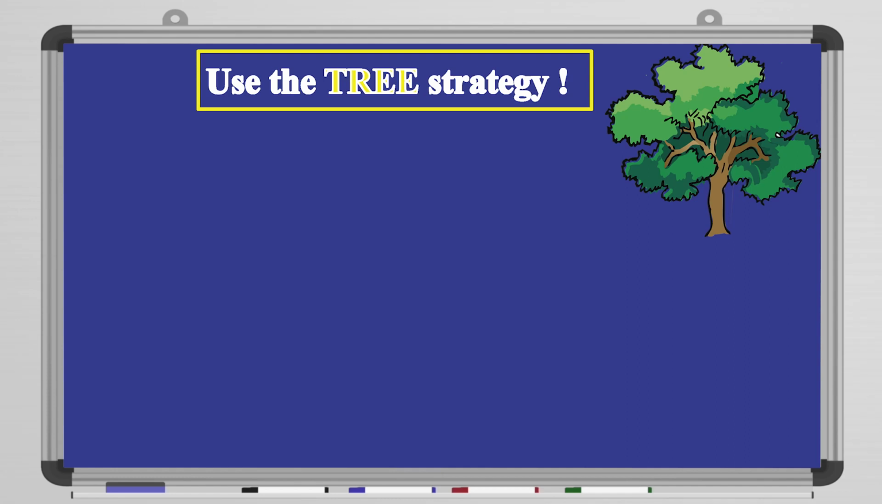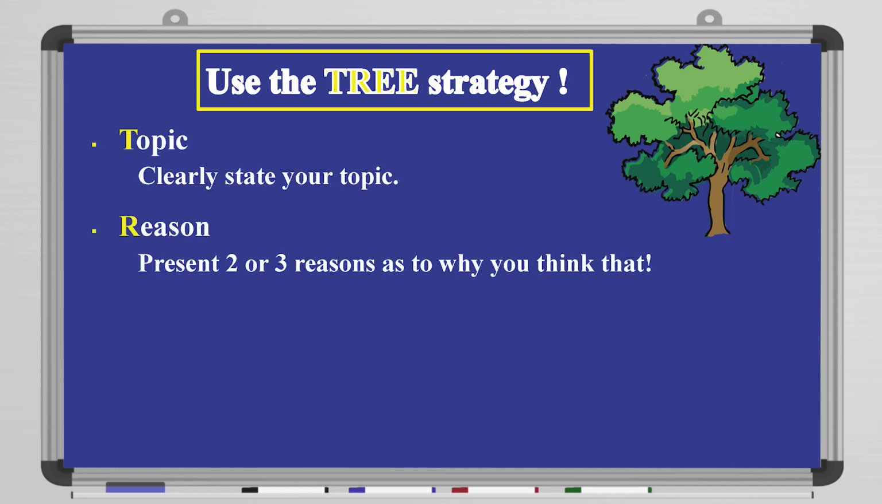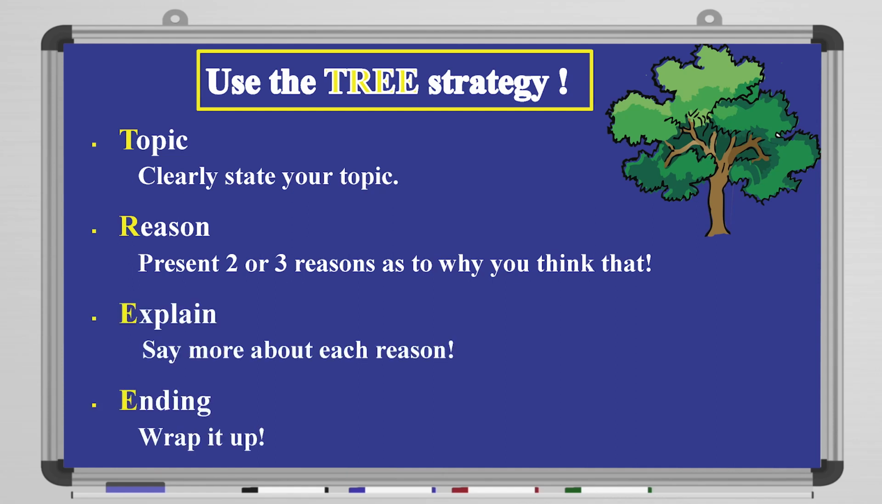How do I do that? There is a good strategy called the tree strategy, and it's not really a tree. Let's break down the word tree and see. T is for topic, R is for reason, E for explaining, and E is for ending. Now, when you mention the topic that you're going to talk about, everyone will know what the essay is about at the beginning, and then you will provide reasons and ideas in the second paragraph. Then you will explain furthermore, and at the end you will summarize and wrap the whole thing.